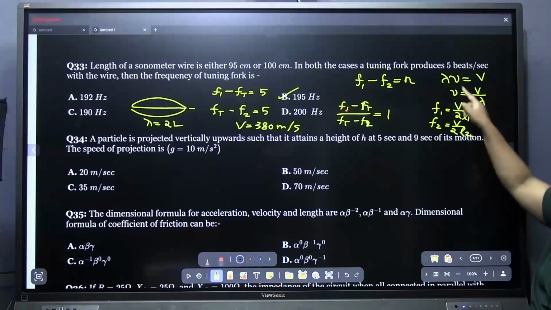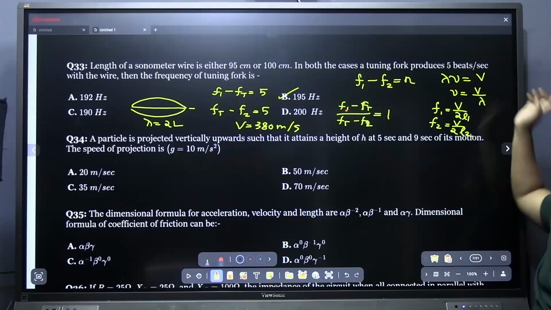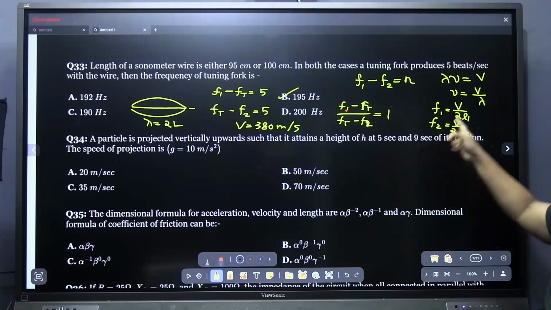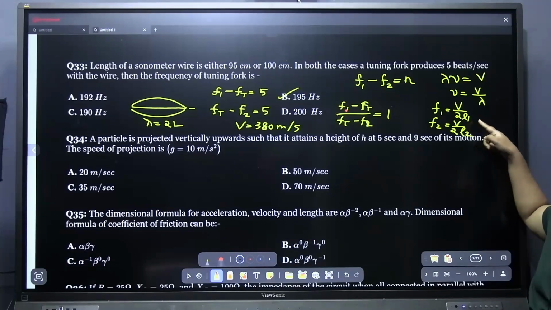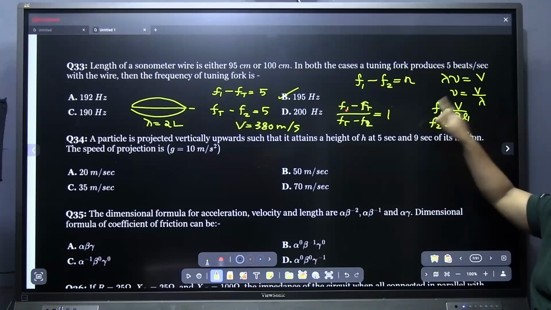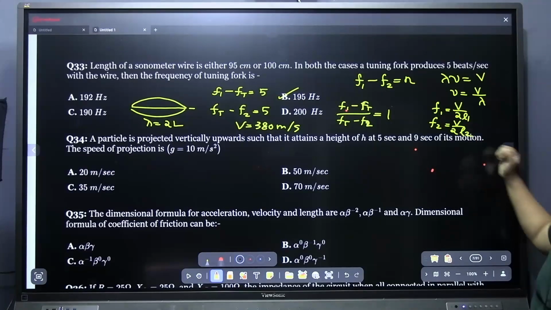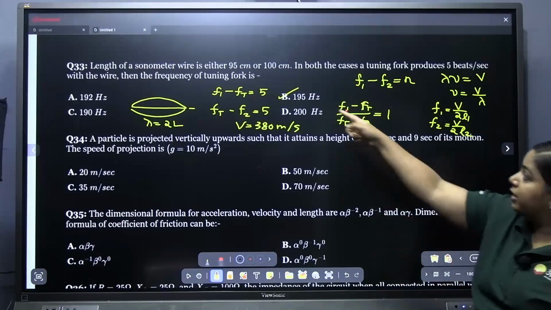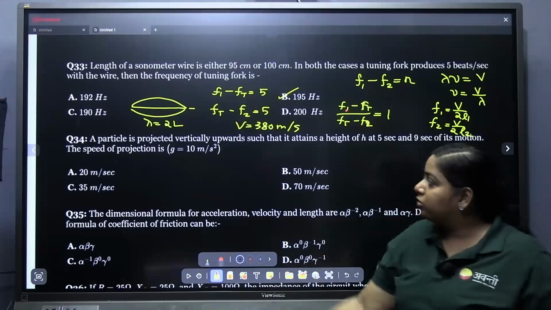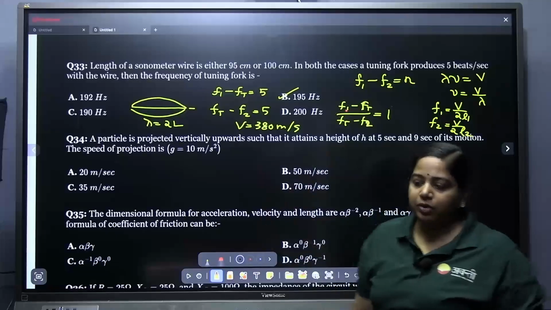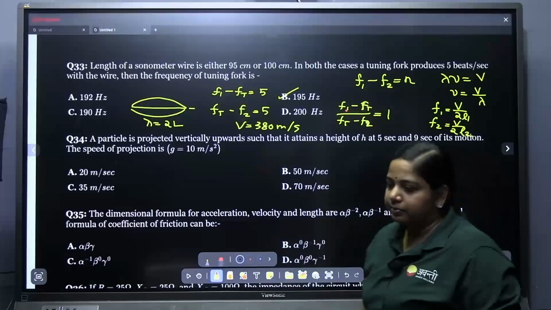Now for finding F1 and F2, we have to use the fundamental frequency of the wire. From that we get nu lambda equal to V, lambda is equal to 2L, so frequency equals V by 2L. For frequency 1, V by 2L1, frequency 2, V by 2L2. Substitute that. L1, L2 are given in the question, you can solve. V value you have to assume.